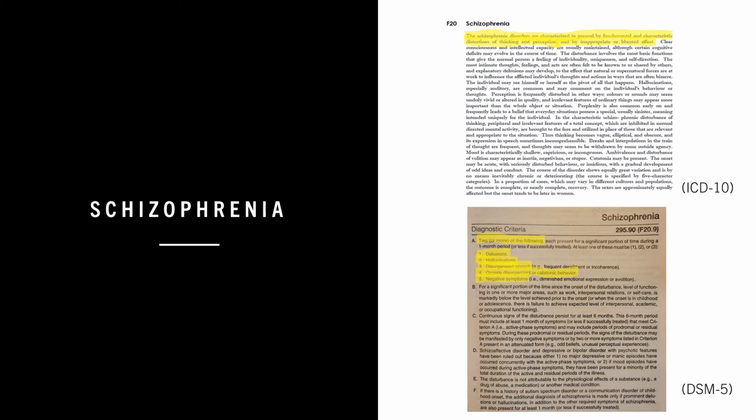At least two of these subcategories must be present for at least 1 month, and within that month they must be present for a significant portion of time. Signs of the disturbance must persist for at least 6 months. Other disorders, such as schizoaffective disorder and bipolar disorder with psychotic features, must be ruled out.